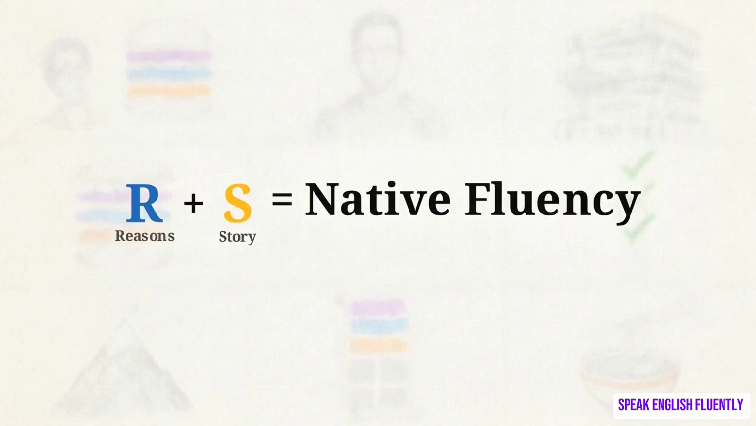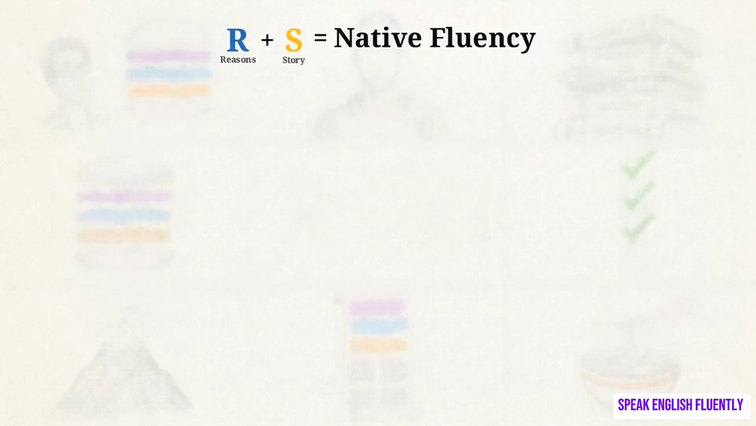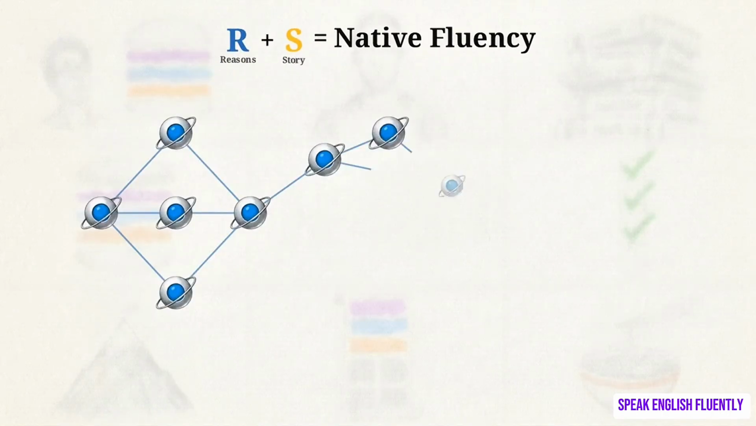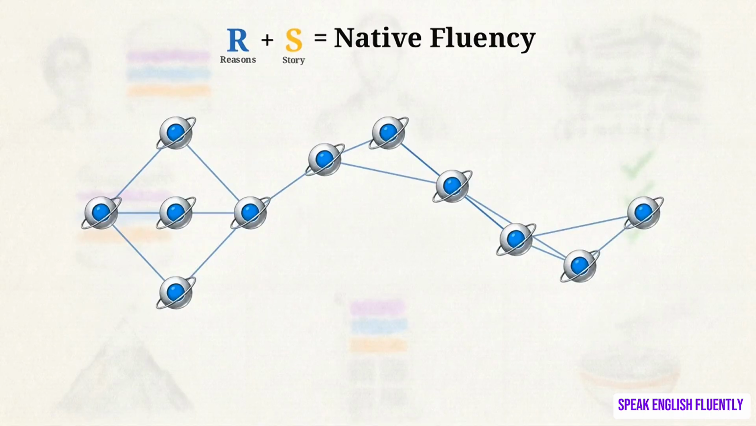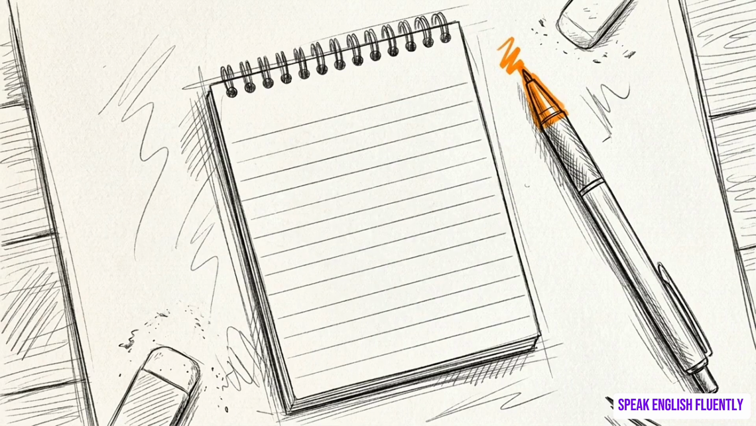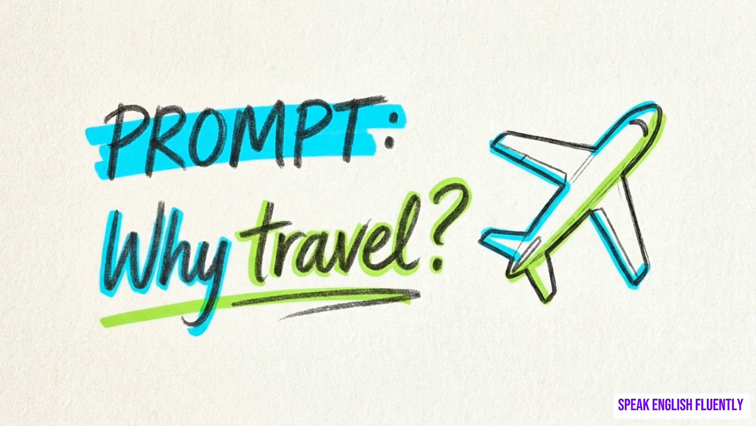This shift relies on a specific framework called the R+S formula. It is the same mental map that native speakers use to organize their thoughts on the fly. Grab a pen and paper so you can build your own script as we go. We'll use this practice prompt. Why do you think people like to travel to different places in their free time?